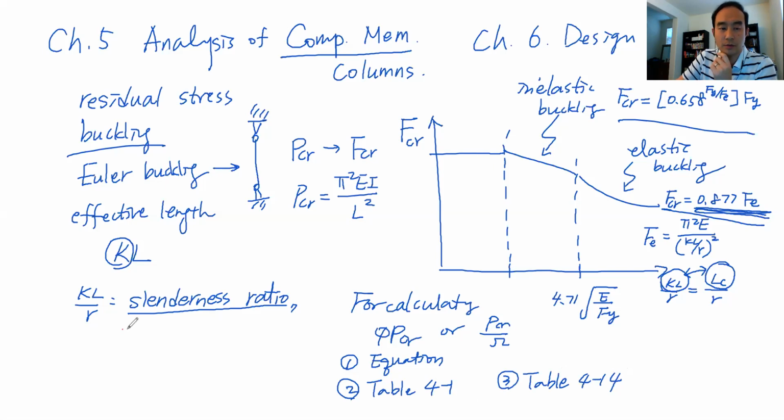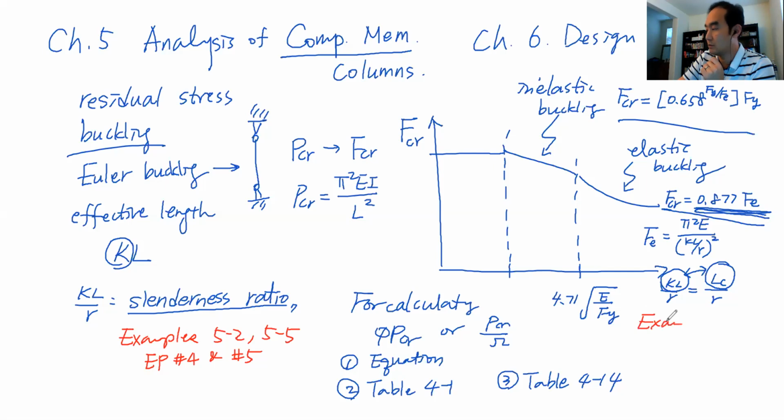By the way, the examples 5-2 and 5-5 and other entertainment package problems, I think EP number 4 and 5, are good exercise for covering this chapter, Chapter 5. Chapter 6, examples 6-1 and 2, which is the entertainment package number 6, would be a good exercise to cover chapter 6, the design of the compression members.